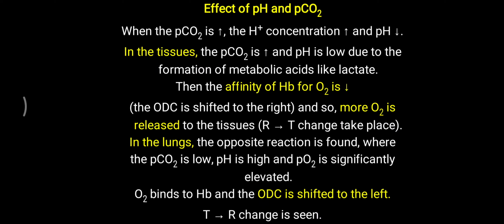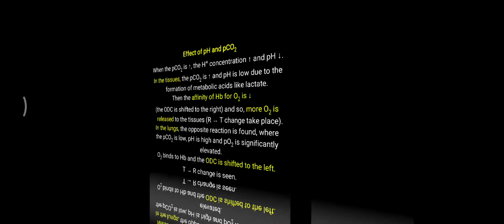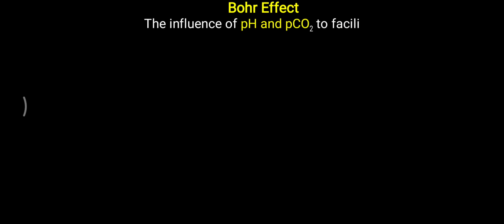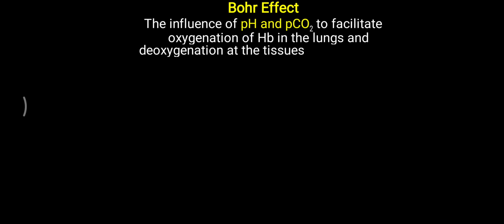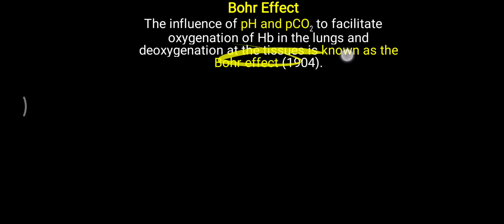So that again T form, that is taut form of the hemoglobin, will be reconverted into the R, means relaxed form of the hemoglobin. So that is called again oxyhemoglobin. So Bohr effect is nothing but the influence of pH and partial pressure of carbon dioxide to facilitate oxygenation of hemoglobin at the lung level, and deoxygenation of this hemoglobin at the tissue level, is known as a Bohr effect.